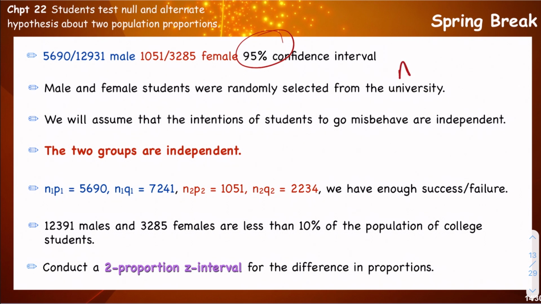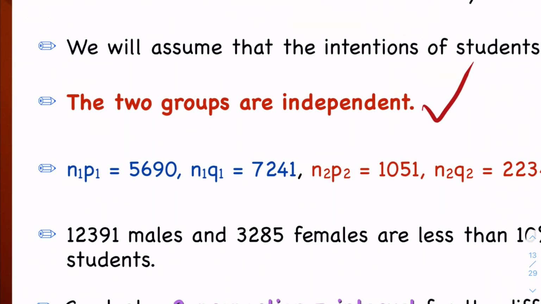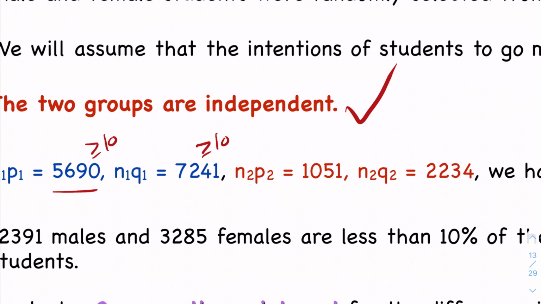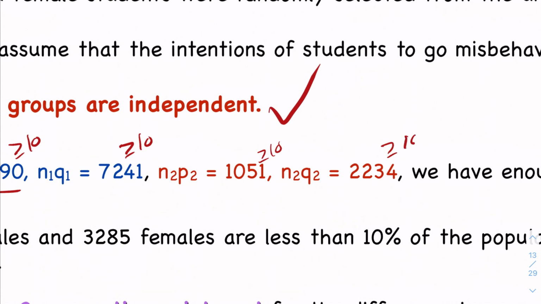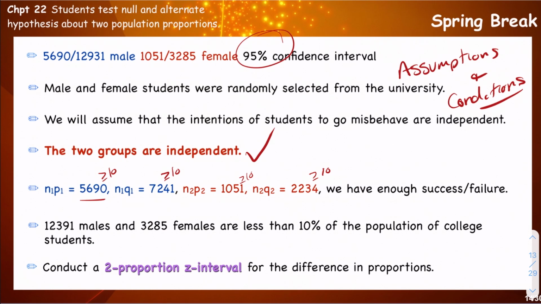First off, let's check our assumptions and conditions. Male and female students are randomly selected from the university, so we're good with random. We will assume that the intentions of students to go misbehave are independent. The two groups, male and female, are also independent. So now we're going to check our successes and fails condition. So we have N1P1 is 5690. That's definitely greater than or equal to 10. N1Q1, definitely greater than or equal to 10. And then for our females, 1051 is bigger than 10. And the opposite, 2234, is also greater than or equal to 10. So we have enough successes and fails in this.